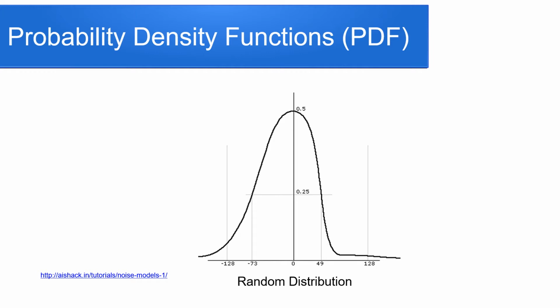Now here, if you pick a number randomly, then there is a 0% chance that it will be the number 49. That is because the area between 49 and 49 is 0, right? Similarly, there is a 75% chance that the number will be between minus 73 and 49. That is because a lot of area under the curve is between minus 73 and 49. There is a 100% chance of picking a number between minus infinity and plus infinity.